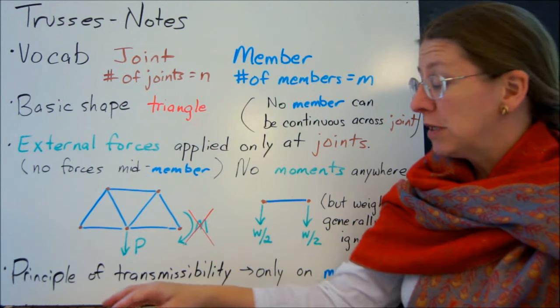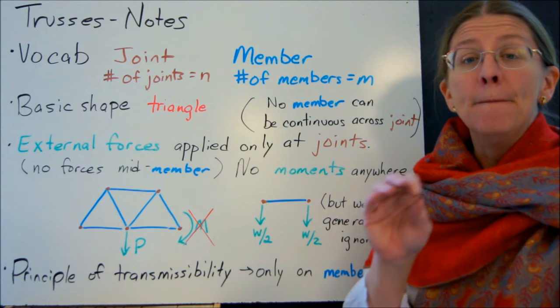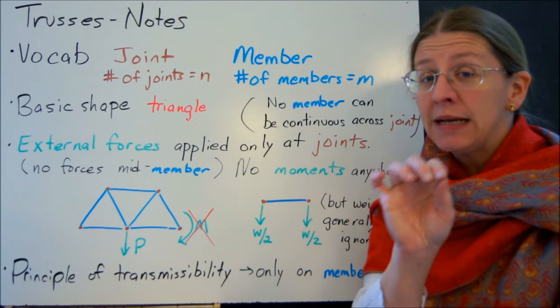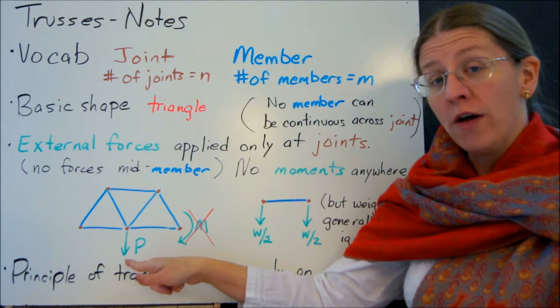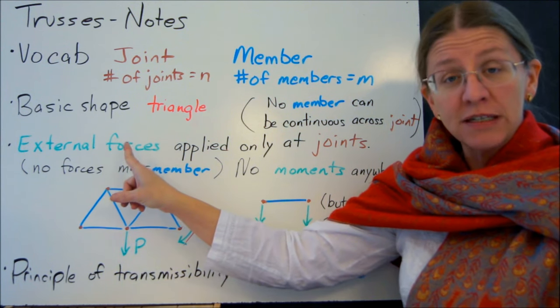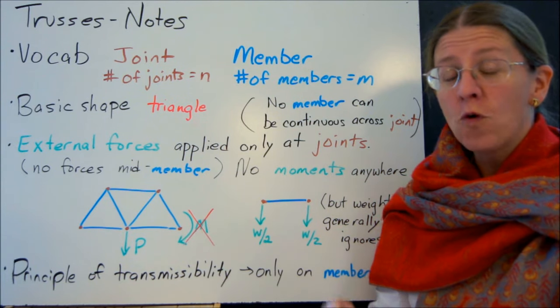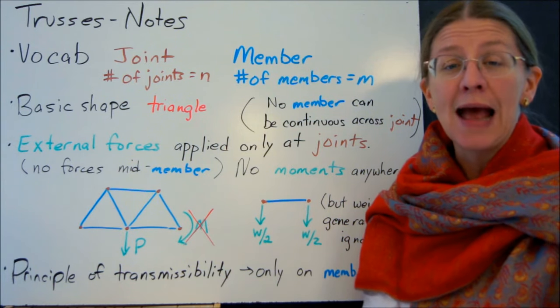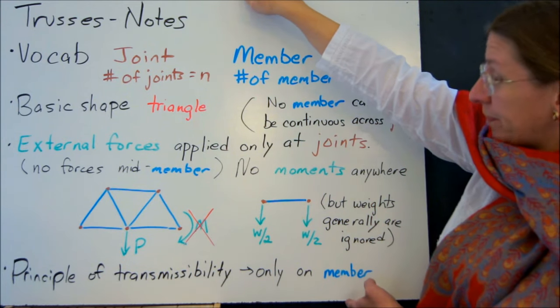Please note that by the principle of transmissibility, you can slide a force along its line of action on the object it acts on. So if you have this force acting here on this joint, you can't slide it to be acting on a different member. So even if you have joints lined up, the force has to be applied at the joint that it acts at, not at some other joint that lies along its line.